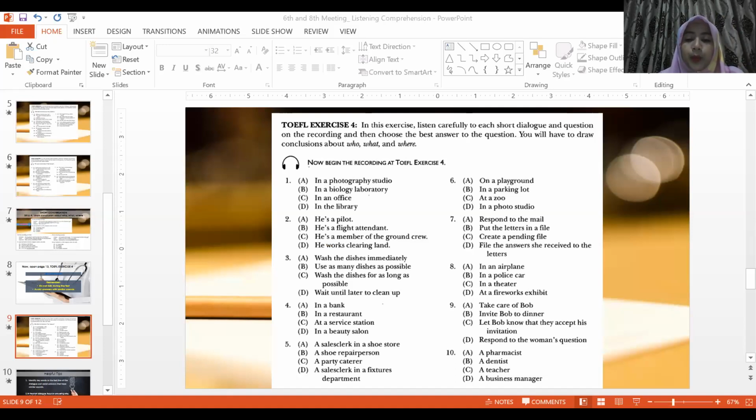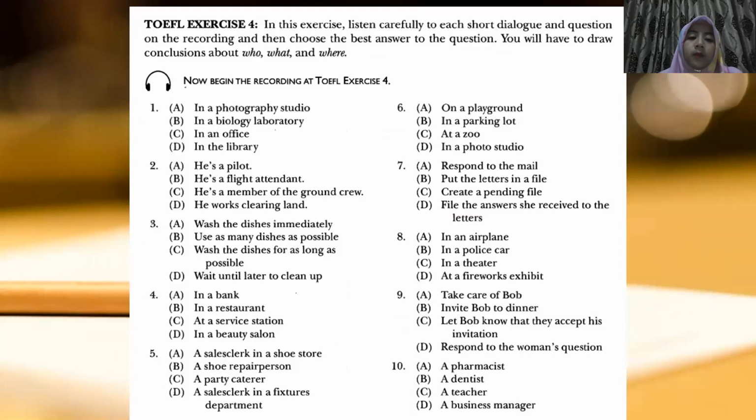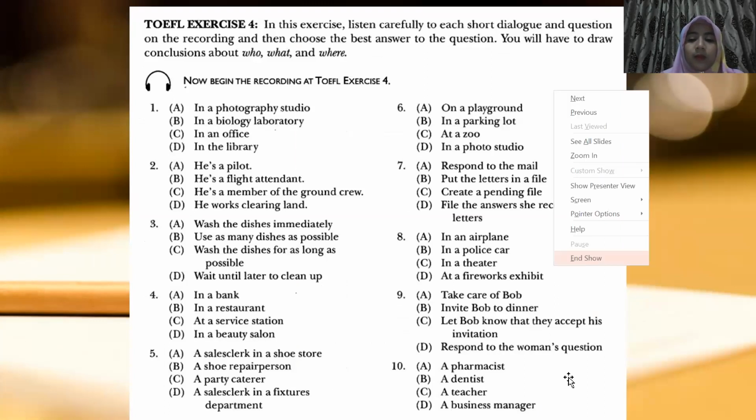In this exercise, listen carefully to the short conversation and question in the recording, and then choose the best answer to the question. You will have to draw conclusions about who, what, and where. Number 1. I didn't bring my laboratory manual today. You can share mine. Today we're conducting the experiment on photosynthesis, and we can work together. Where does this conversation probably take place?